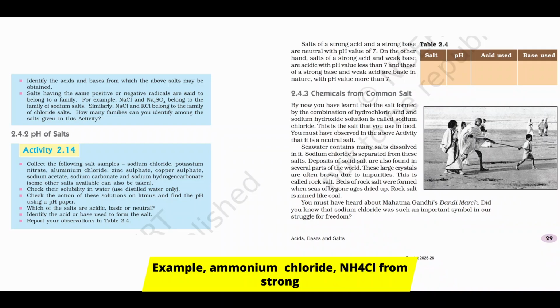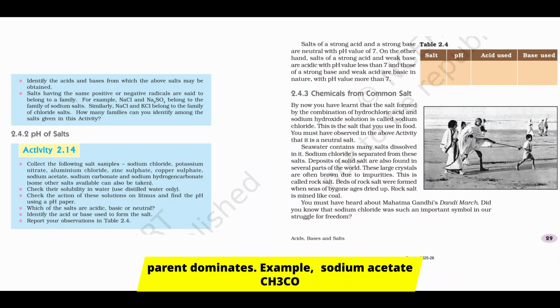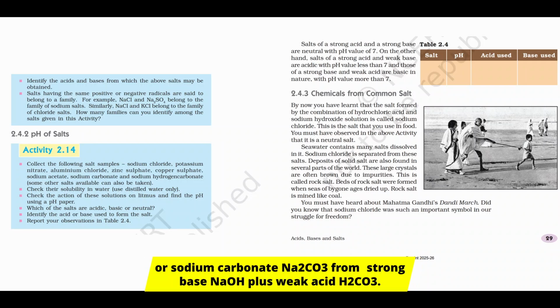2. Salt of strong acid plus weak base. Example, ammonium chloride NH4Cl from strong acid HCl plus weak base NH4OH, or copper sulfate CuSO4 from strong acid H2SO4 plus weak base Cu(OH)2. 3. Salt of strong base plus weak acid. This results in a basic alkaline salt solution with a pH greater than 7. The strong base parent dominates. Example, sodium acetate CH3COONa from strong base NaOH plus weak acid CH3COOH, or sodium carbonate Na2CO3 from strong base NaOH plus weak acid H2CO3.